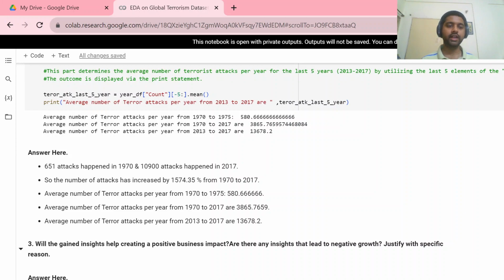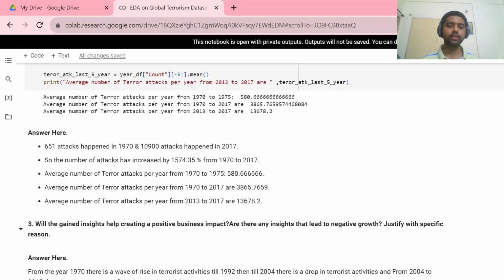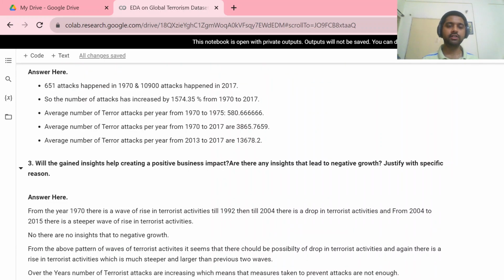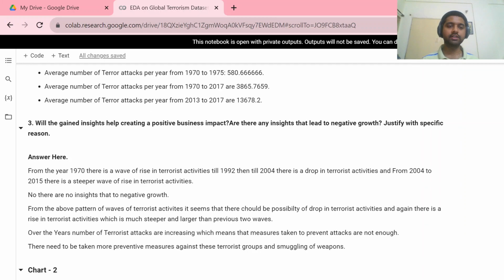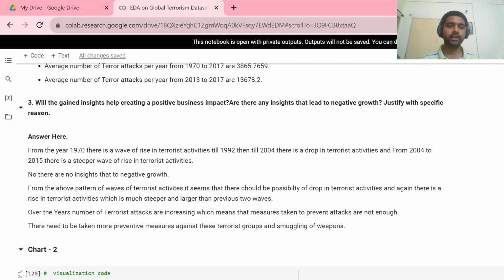The average number of attacks per year in the starting 5 years, from 1970 to 75, is 580. The average of all the attacks from 1970 to 2017 is 3,865, and in the recent 5 years it is 13,678.2. So there is an increasing trend. The number of attacks are increasing rapidly.